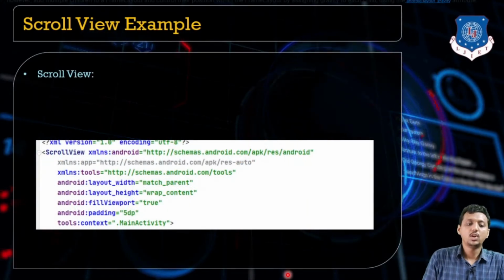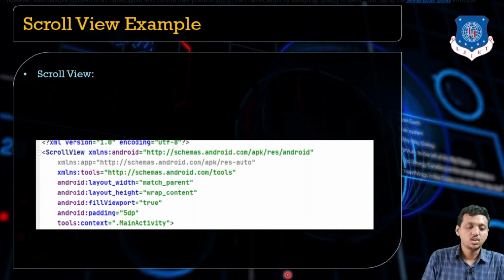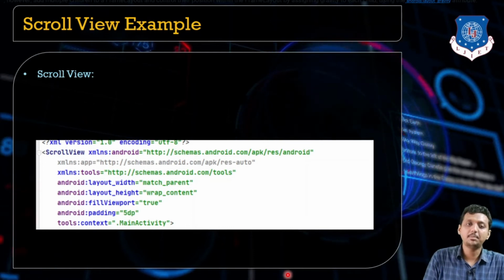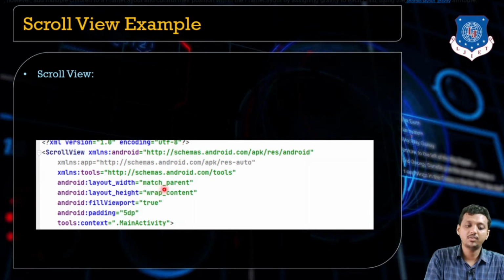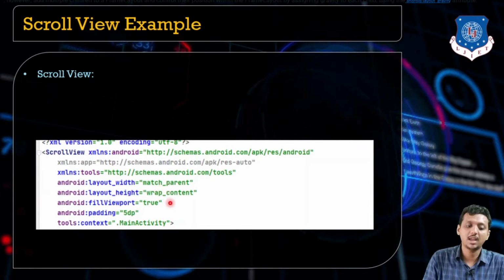Now, what do we have as our example? In today's example, students, we directly implement the scroll view, which has width and height as match parent and wrap content.